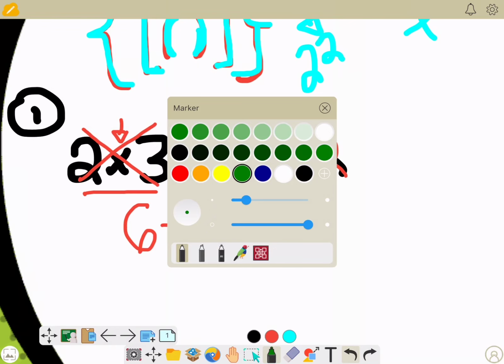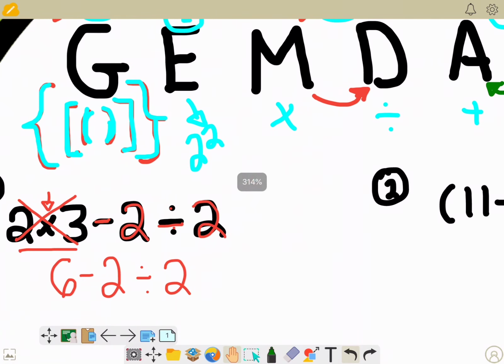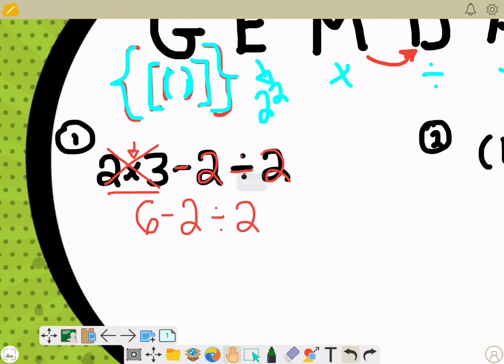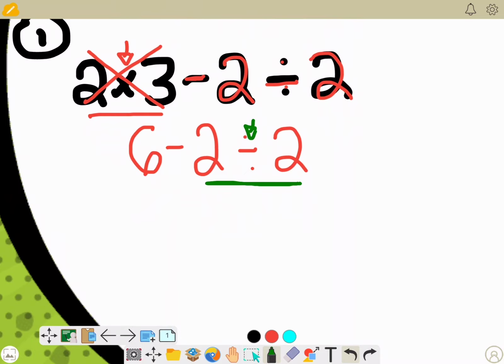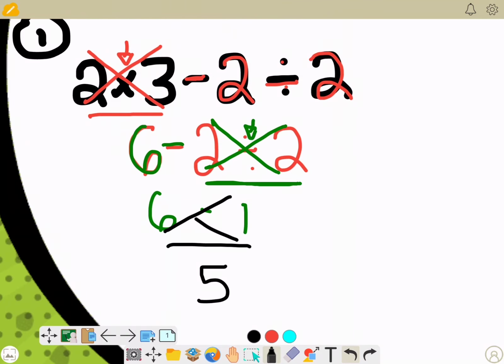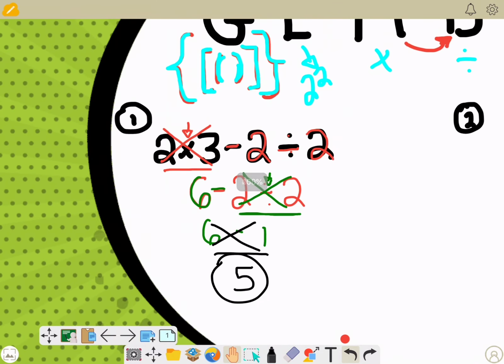Now I'll switch colors so you can see the next step. I'm still on step 3, which is multiplication and division. Do you see any more multiplication and division? I do. There's one right here. So I'm just looking at this problem even though it doesn't come first because I'm still in step 3, multiplying and dividing. 2 divided by 2. I write the answer. I cross out what I just did, and I bring down whatever I didn't do. I didn't do anything with that 6 or that minus sign, and I'm left with my last problem, which is 6 minus 1. 6 minus 1 is 5. I did that, and 5 is my final answer.